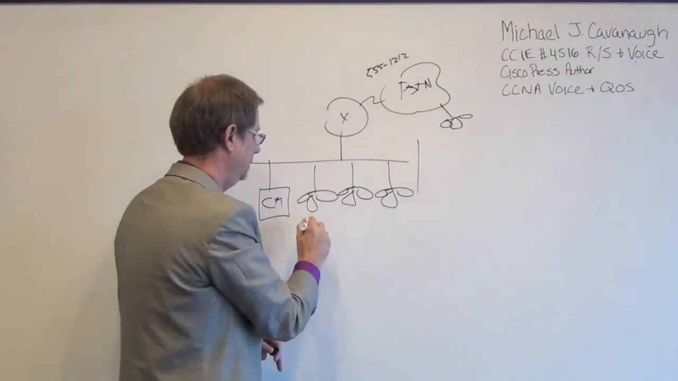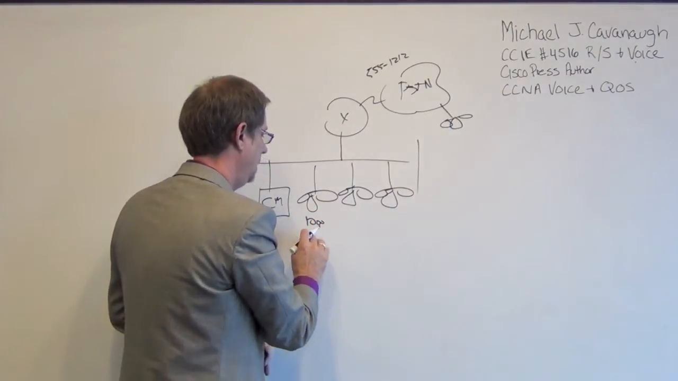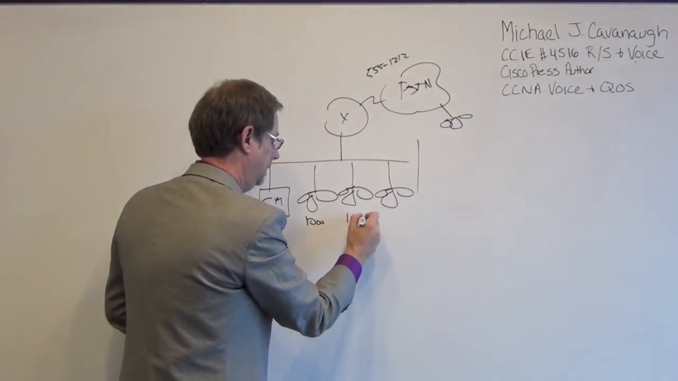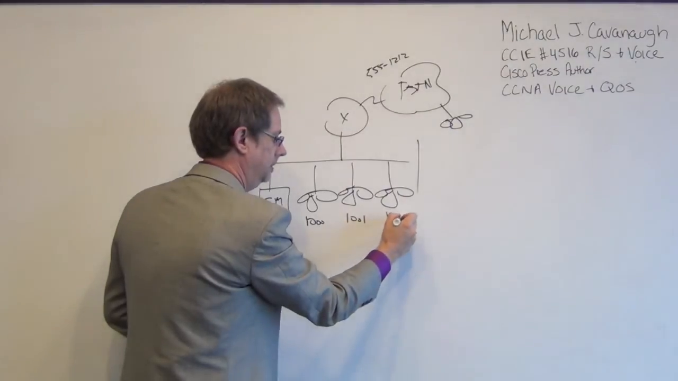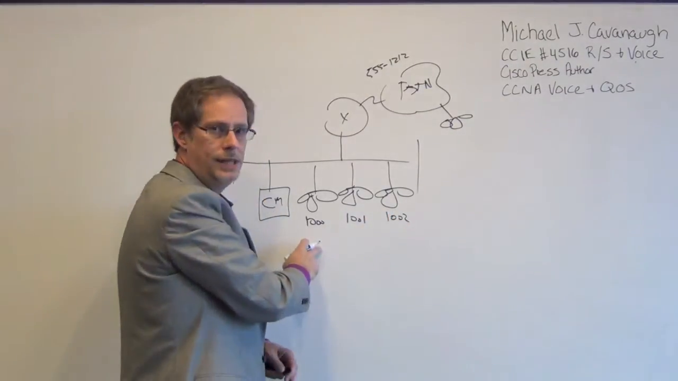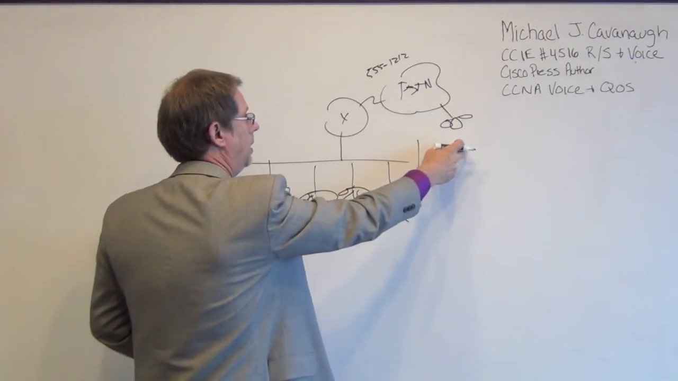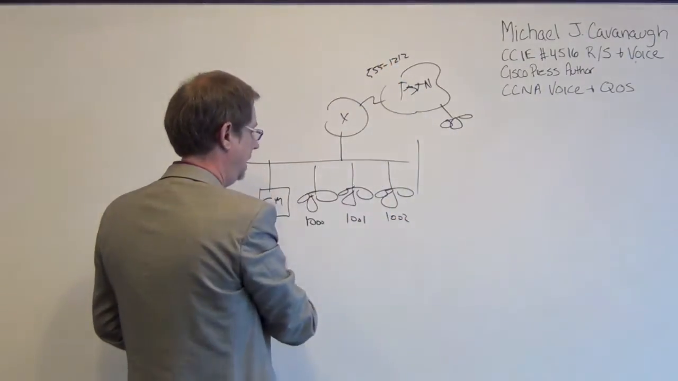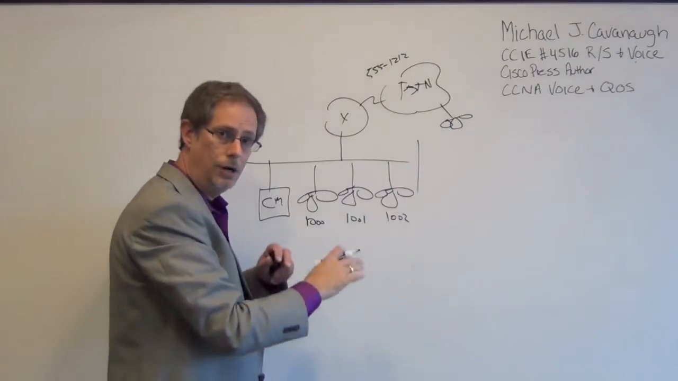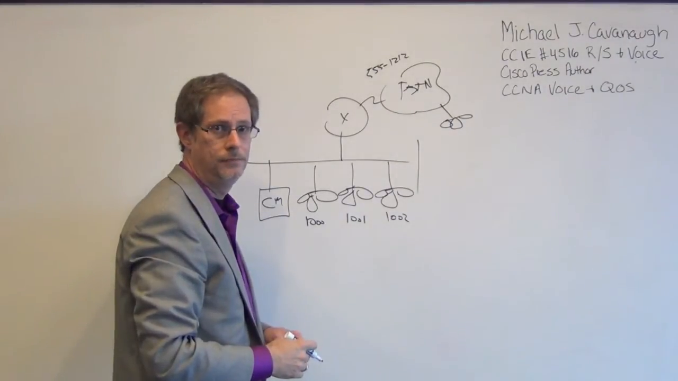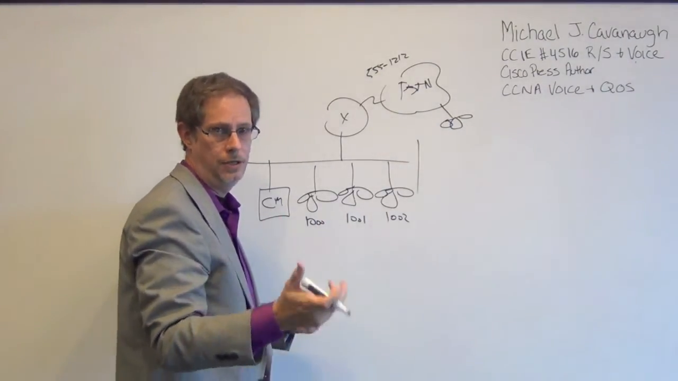I ring this phone first. Let's say he's extension 1000. He doesn't answer, I roll to 1001. He doesn't answer, I roll to 1002. And then back to 1000. My other option in this world is I call in 555-1212 and I do a broadcast hunt. In other words, all phones answer at one time. So that's traditional hunt groups.